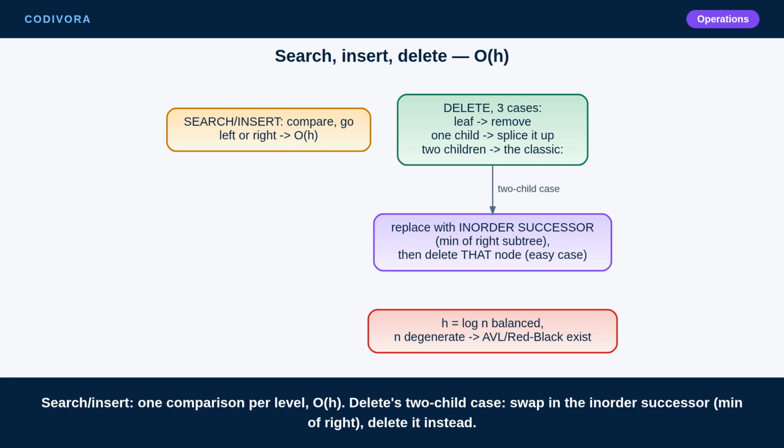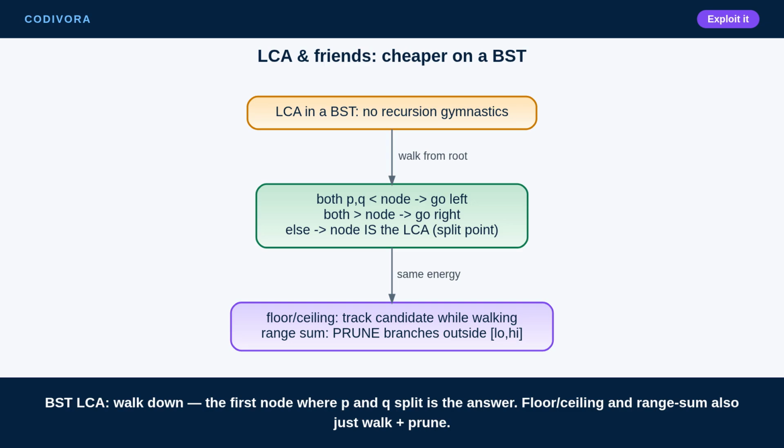And the honesty note. O of height means log n only if balanced. Insert sorted data naively, and the tree degenerates into a linked list, which is exactly why AVL and red-black trees exist. Name them, don't implement them. Finally, exploit the property to beat the generic algorithms. LCA in a BST needs no recursion gymnastics. Walk from the root. If both targets are smaller, go left, both larger, go right, and the first node where they split or equals one of them is the ancestor.